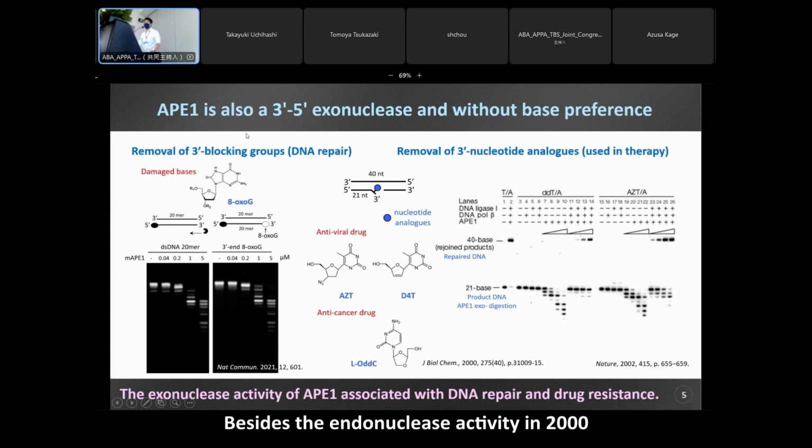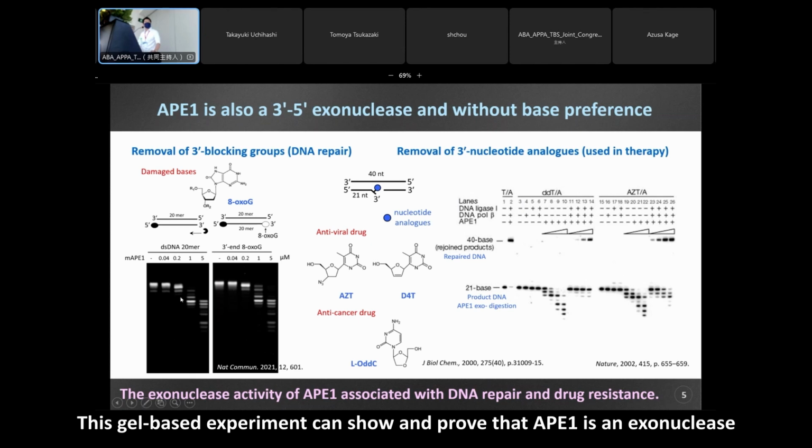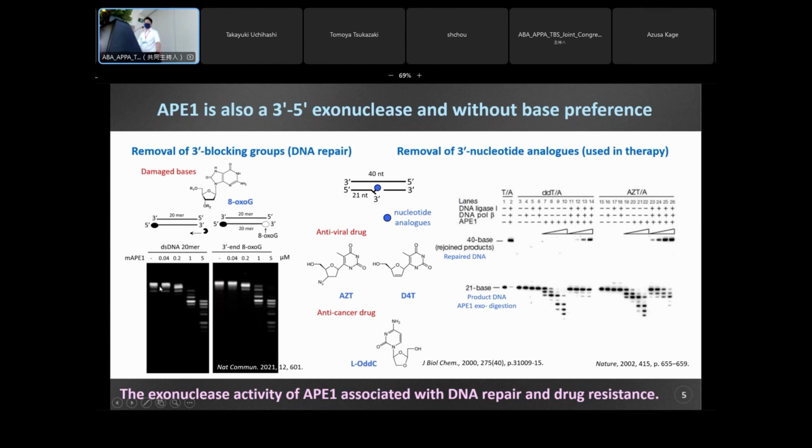Besides the endonuclease activity, in 2000, APE1 was reported as a 3' to 5' exonuclease without base preference. This gel-based experiment can prove that APE1 is an exonuclease.